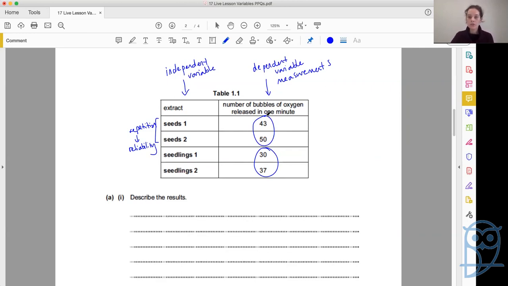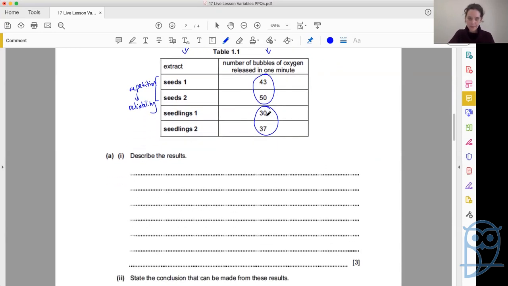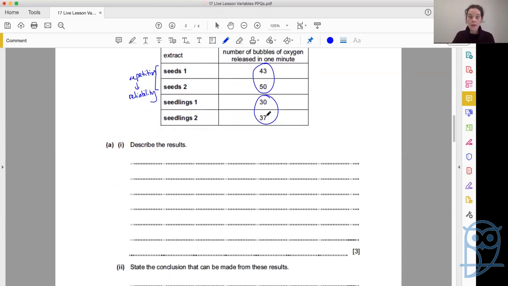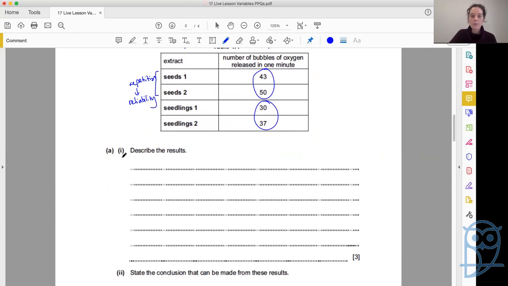Okay, so if we're going to describe the results, we're going to do it in bullet points today for the sake of time and actually wanting to get through the entire question. So the first thing, the biggest one, the most obvious one, is that seeds have a higher number of bubbles released in 1 minute than seedlings. Okay, so bubbles of oxygen released in 1 minute. You'd write it out in full if you're writing out your full answer to this.